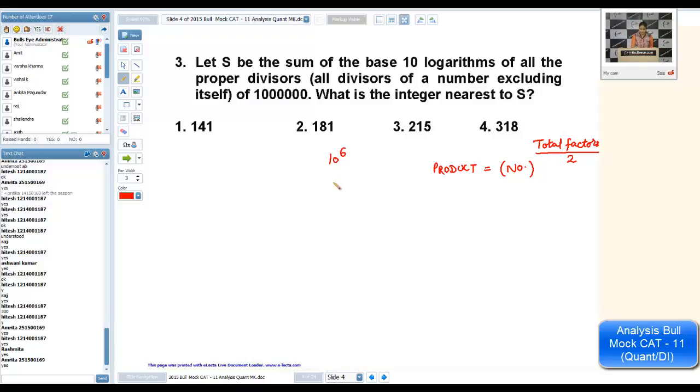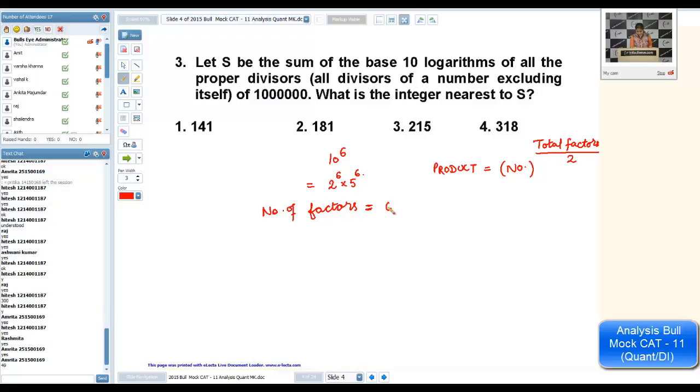Number raised to power total number of factors divided by 2. So first of all, I am taking this number, this is 10 raised to power 6. We will factorize it. It will be 2 raised to power 6 into 5 raised to power 6. So what will be the total number of factors? It will be, as you know the formula, 6 plus 1 into 6 plus 1. Amrita, exactly. It will be 49. That is the total number of factors. So what is the question asked?